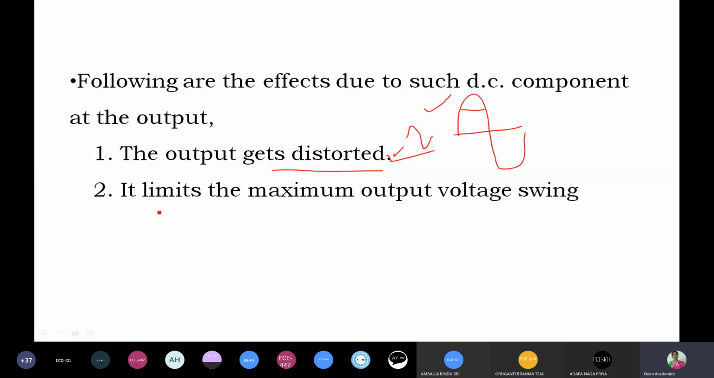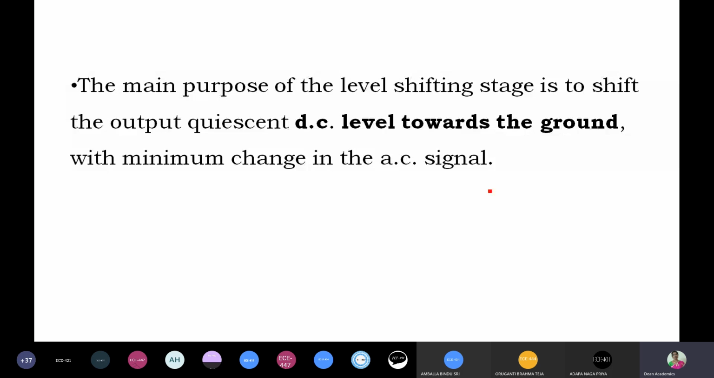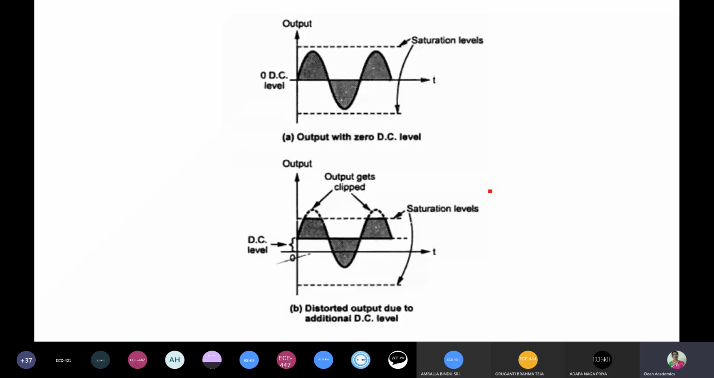Not only that, this DC voltage present at the output of the amplifier limits the maximum output voltage swing, right? It limits the maximum output voltage swing. So whatever DC level is shifted, we want to bring it back to ground level. To do that, we use these level shifting stages. This is the output of the amplifier with the 0 DC level.